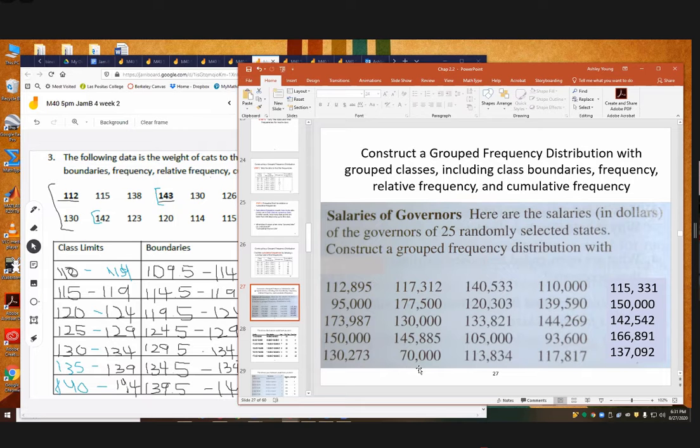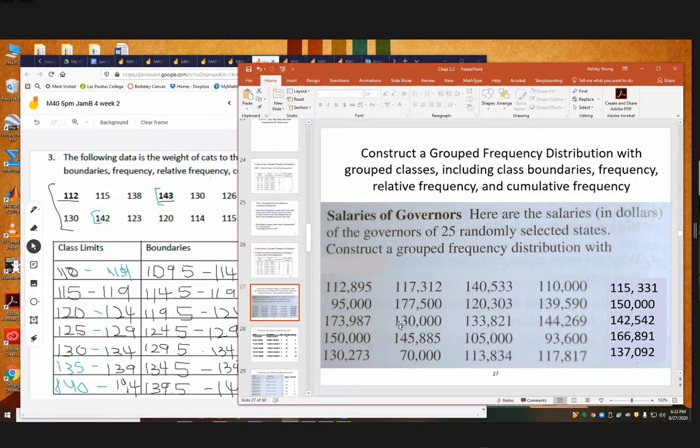And once you get the class limits settled, then you guys can work together. But please note that this data is not rounded to the nearest thousand, and it's not rounded to the nearest hundred, it's rounded to the nearest dollar. See how these are all whole numbers to the nearest dollar? So that's where your limits should start, on the whole dollar.